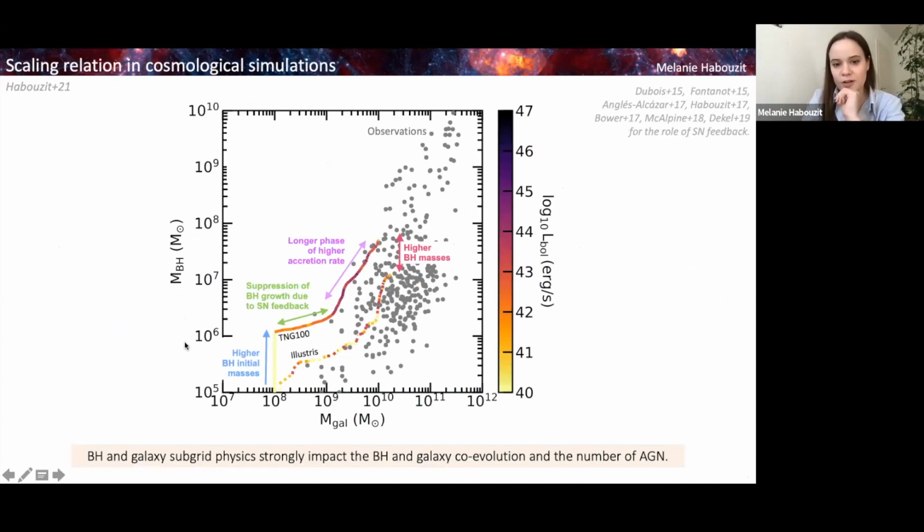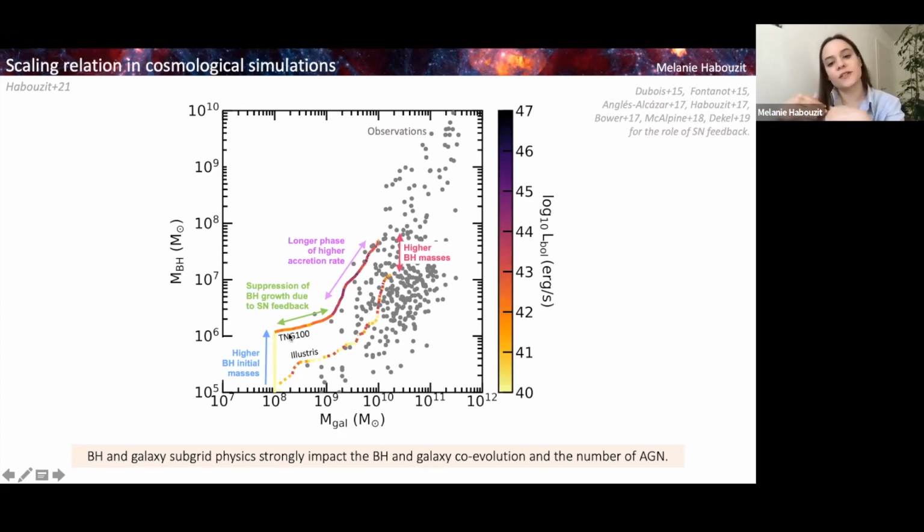So here it's again the black hole mass as a function of the galaxy stellar mass. Just to guide the eyes, observations are now in gray. And we're following two matched black holes and galaxies, one in TNG, one in Illustris. And this is what is shown by those two lines here. So in Illustris, black holes start with a mass of 10^5 solar mass. So this is the dot here.